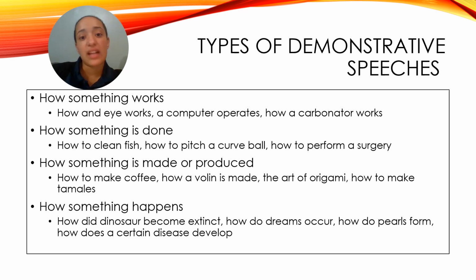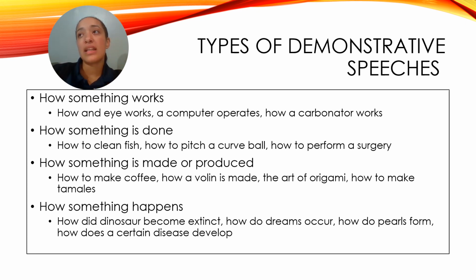That could be the mechanics of things, so maybe how a carburetor works, or the inner workings of a computer, the actual hardware. Those are all things we kind of can't see, so it needs to be explained step by step to us, how these processes work. How something's done also is another type. And so we have how to clean a fish, how to pitch a curveball.